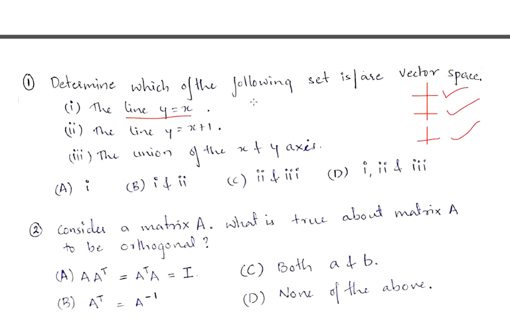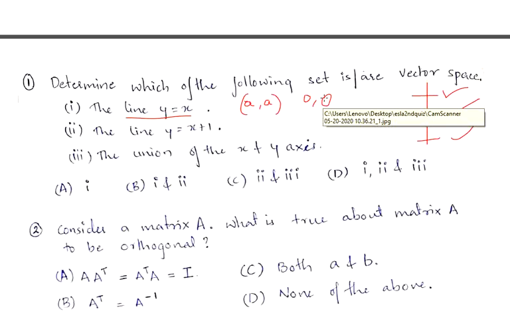Y is equal to x means how can you write this? You can write a comma a, right? You can also write it as a column vector. a comma a. So whenever the x value is a, y will also be a. So we'll try to see whether 0 0 holds good or not. 0 comma 0, yes, a is equal to 0, so the y component is also 0. So the origin is included.